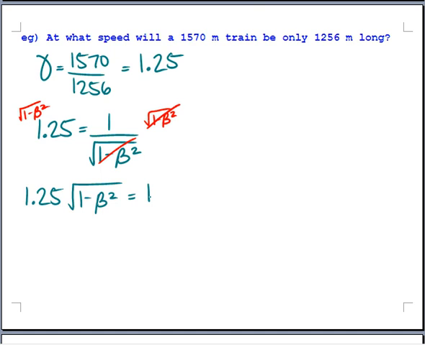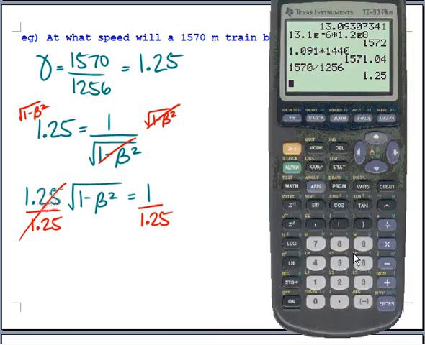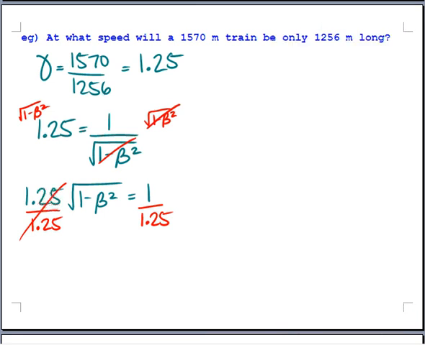And we're wanting to sort of get that beta squared by itself at some point. So I think the next best step would be to divide out the 1.25. So it cancels there on the left-hand side. Let's see what that gives us on the right-hand side. Let's go to our calculator. 1 divided by 1.25 is 0.8. So we're left with root 1 minus beta squared equals 0.8.